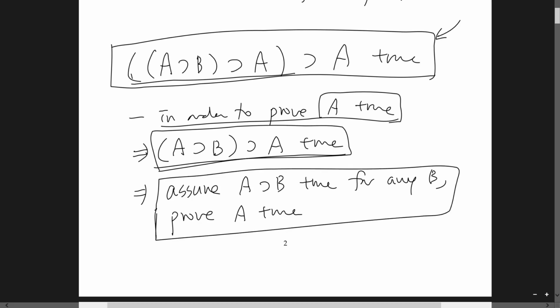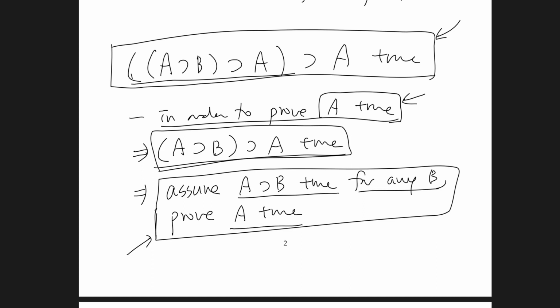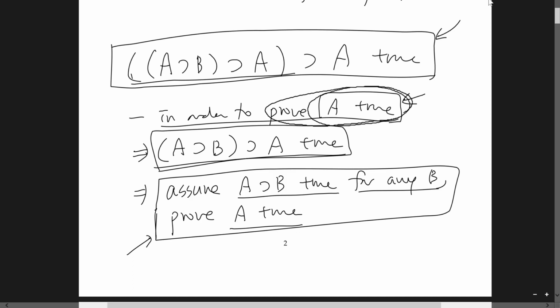So we started with the goal of proving A true. Now we find ourselves making the assumption A implies B true for any proposition B, while the goal is the same. So to say again, we started with the goal of proving A true. So this is the original goal. But by exploiting this Peirce's law, now we have the same goal as before, that is proving A true.